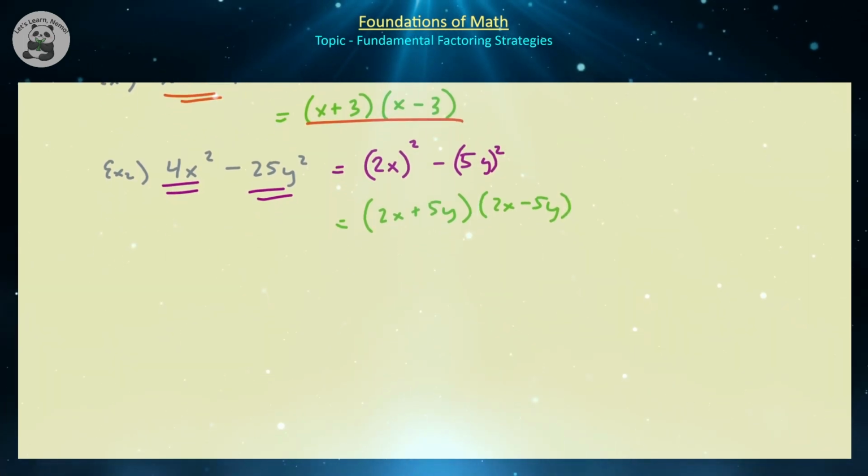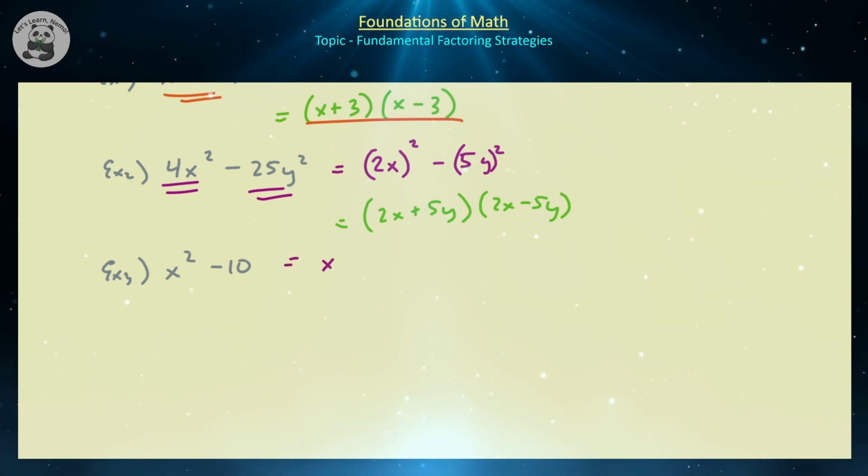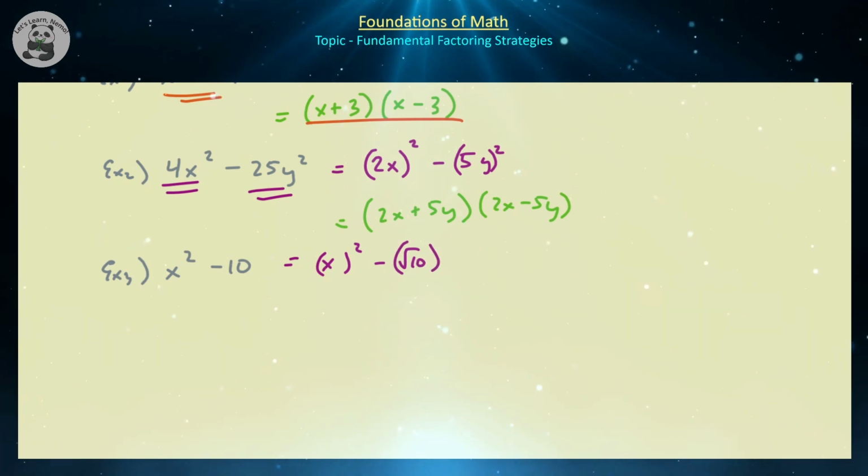Let's look at one that might not look so obvious at first. Example 3. Suppose I have x squared minus 10. So it's very clear that x, the quantity squared, is going to give us x squared. Now, what squared gives us 10? So if you're very clever, you might remember that the square root of 10 times the square root of 10 is the same thing as 10, so the square root of 10 squared will be equal to 10.